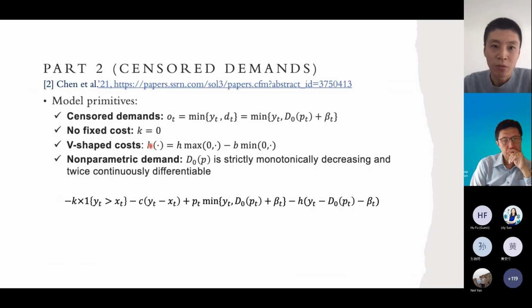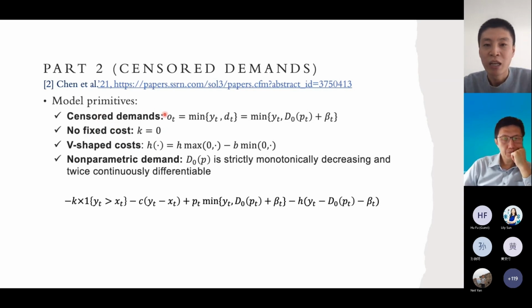And for the second work, it's the censored demand case. Now we do not have the fixed cost, but the challenge will be that the demand is censored, and we can only partially observe the demand, and we cannot even fully observe the reward because of this censored demand.